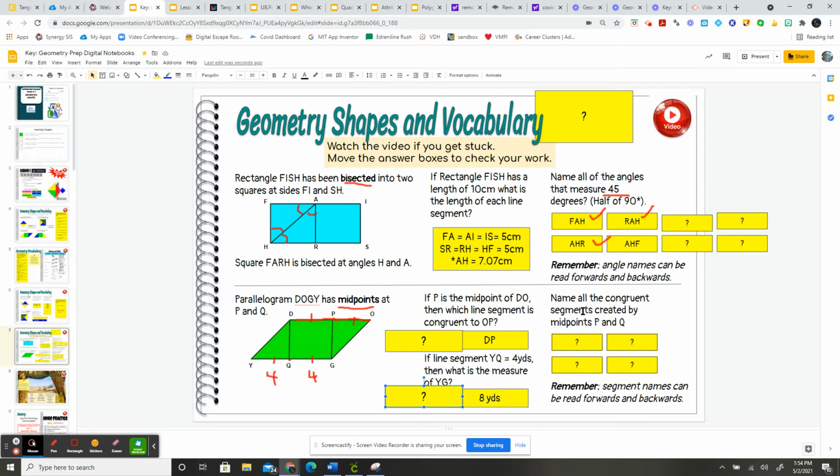Name all the congruent segments created by midpoints P and Q. So we've already got those marked. Let's go ahead and move these boxes and see if we marked them correctly. DP is congruent to PO, I think. YQ and QG. That is perfect.